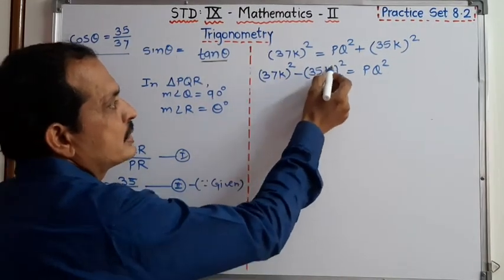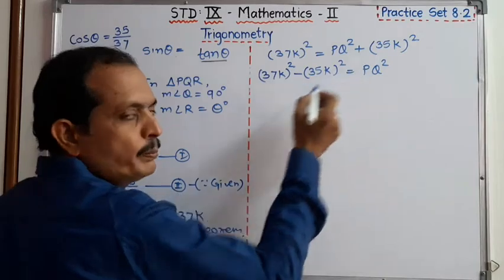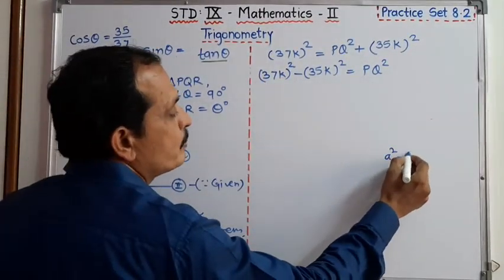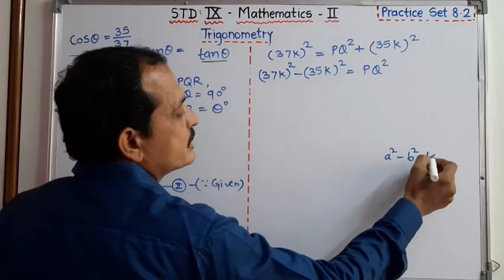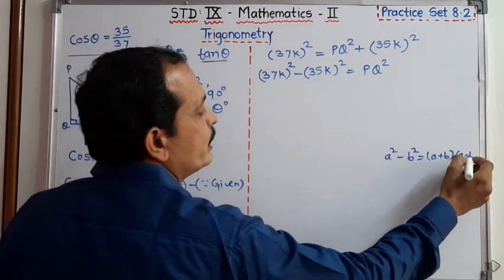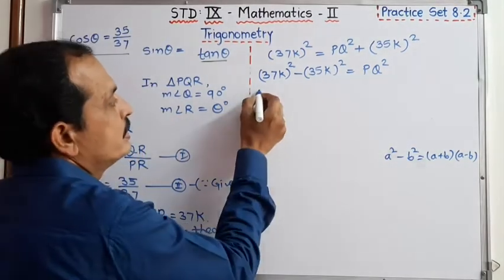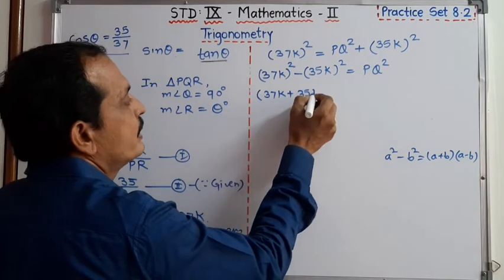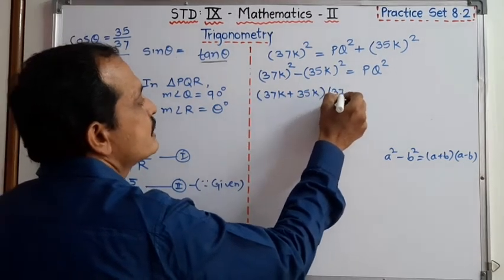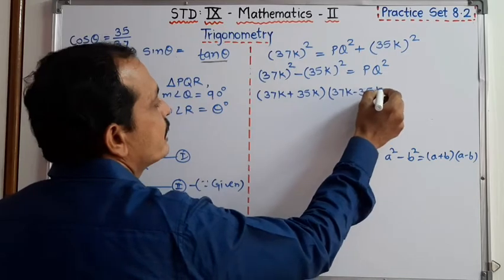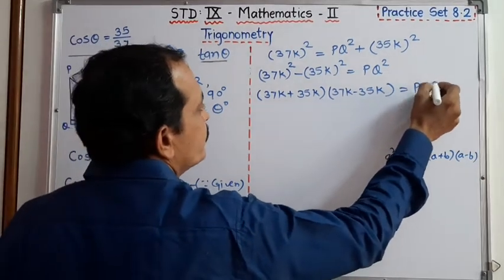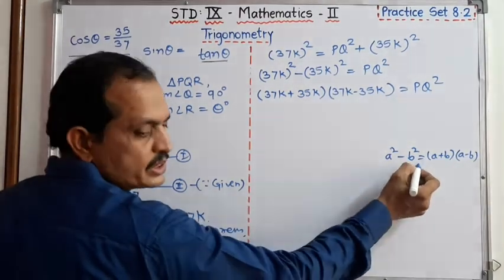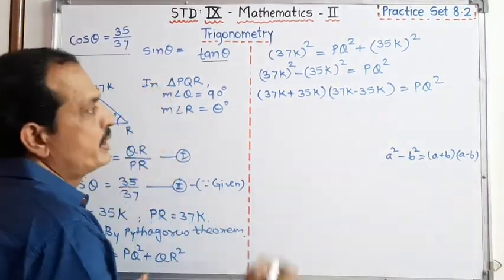37K square minus 35K square is equal to PQ square. Now here we have to apply a square minus b square, which is (a plus b) into (a minus b). Now see dear student, it is (37K plus 35K) into (37K minus 35K) is equal to PQ square. I think everyone understood this. A square minus b square is a plus b into a minus b.